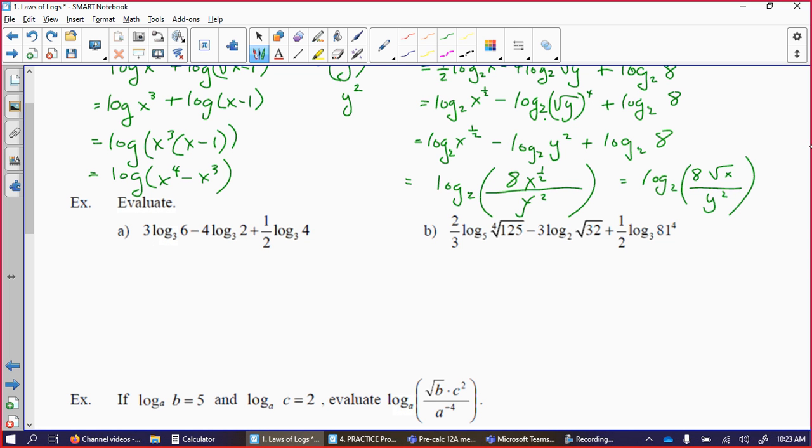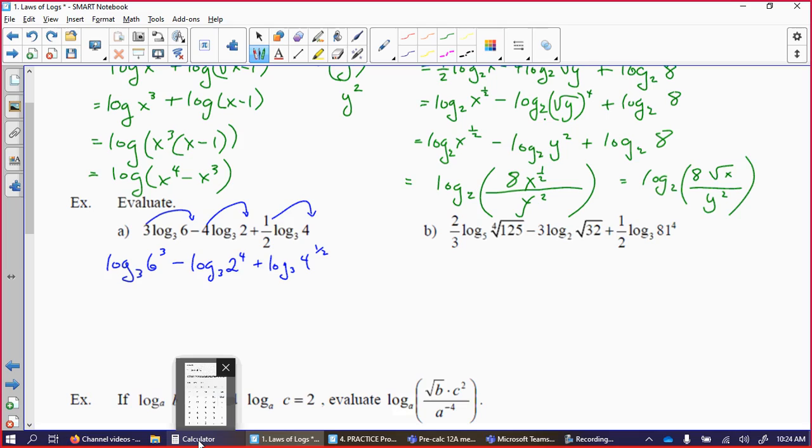So I'm going to change colors, and move my coefficients, make them exponents using the power rule. Log base 3 of 6 cubed minus log base 3 of 2 to the fourth plus log base 3 of 4 to the 1/2. 6, 2, and 4, none of them have anything to do with the power. They're not related to a power of 3.